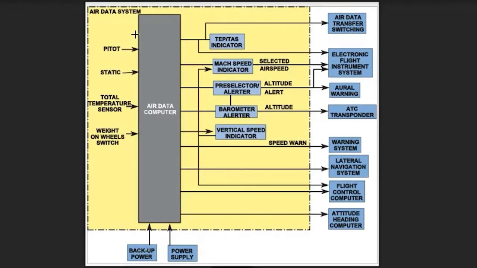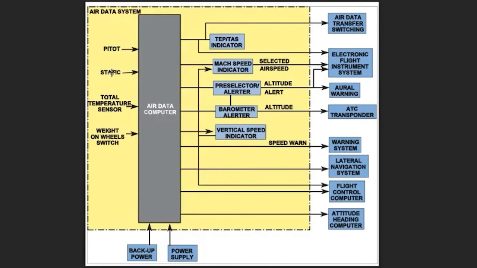So let's look at what we have in input. What will be entering our computer? Pure and clean information from sensors. So it will be total pressure from the pitot tube. It will not be the dynamic pressure, and it will not be some kind of speed. It will be just total pressure, which is taken from our pitot tube.